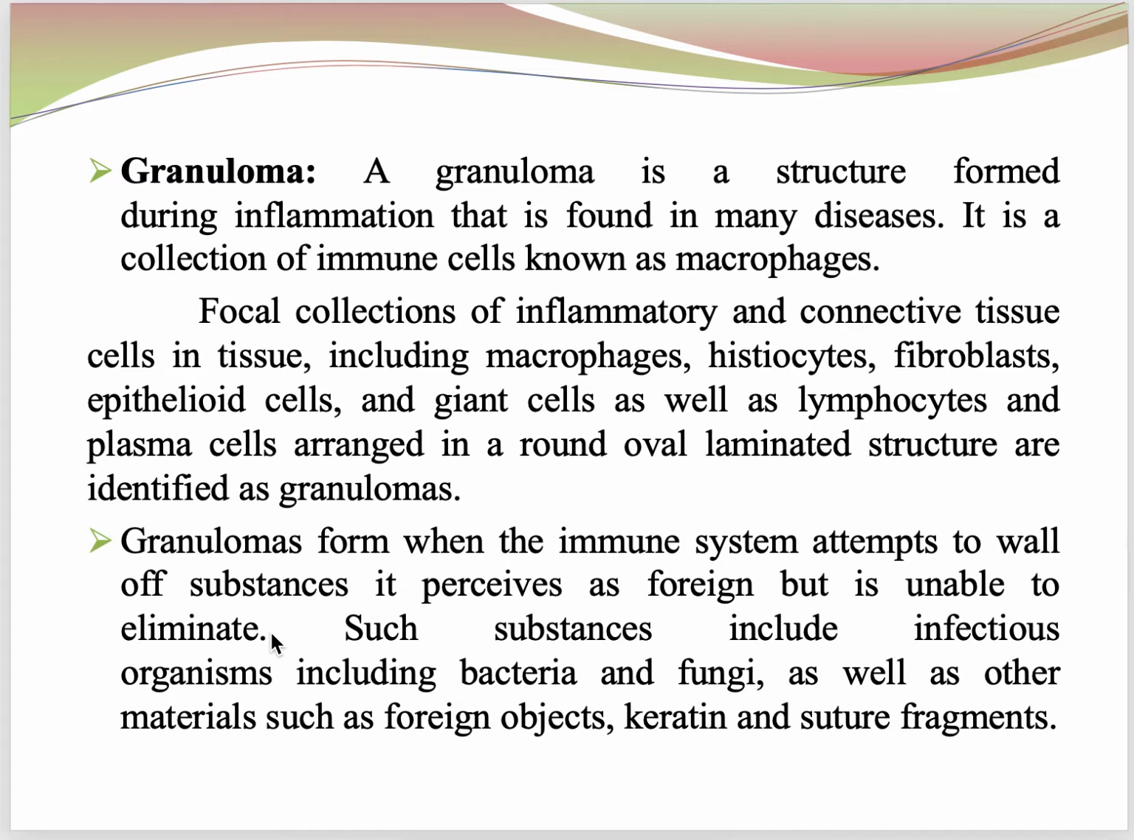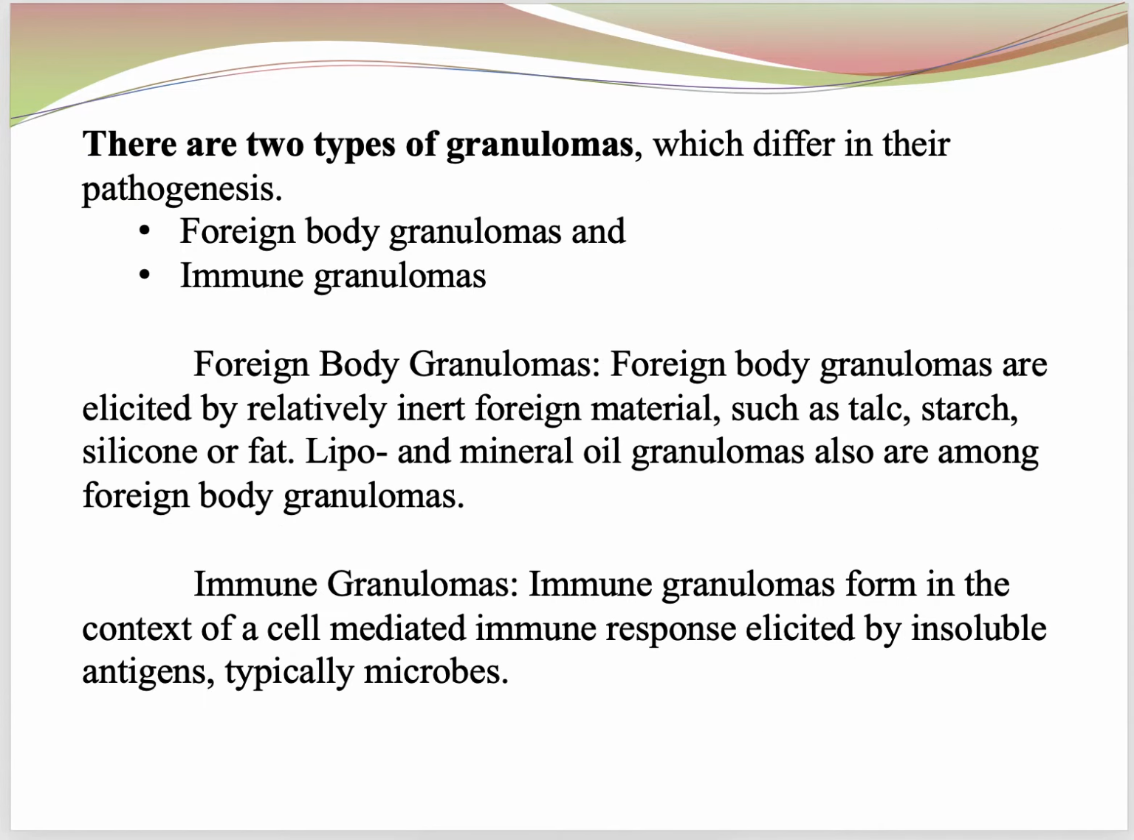Such substances against which the granuloma can form include infectious organisms, including bacteria and fungi, as well as other materials such as foreign objects, keratin, and suture fragments, etc. And there are two types of granulomas, and these differ in their pathogenesis. One, foreign body granulomas, and then immune granulomas.